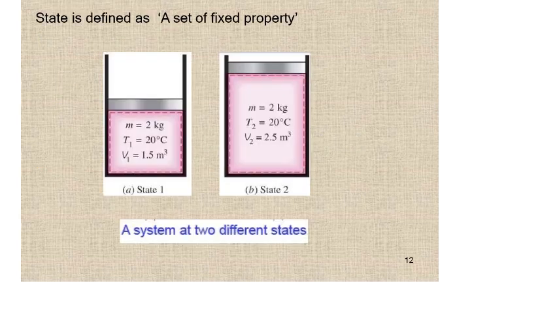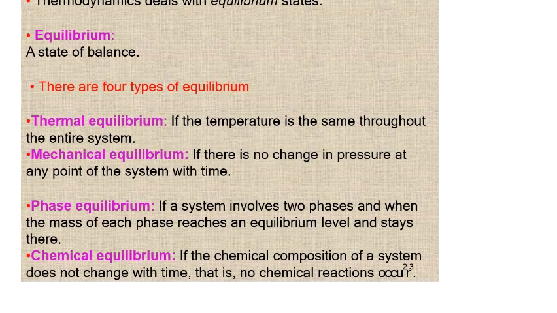So here we have a system at two different states. The first state is on the left side and the second state, after expansion, is on the right side. So what is a state? State is defined as a set of properties. Now, state and equilibrium. What is equilibrium? Equilibrium is a state of balance, and we have four types of equilibrium.